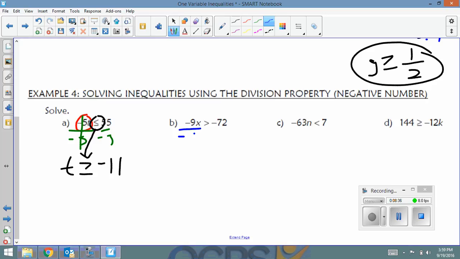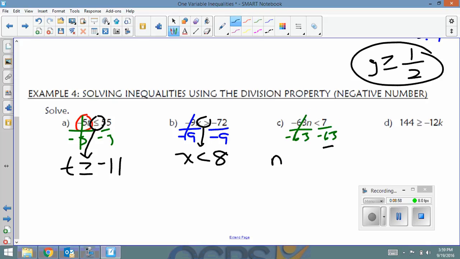So again, let's look at this one here. We're dividing by negative 9. So we're going to get x. We're going to get 8. But because that 9 was negative in front of that x, this sign flips the other way. So let's do it again. This one's going to be negative 63. So our n comes down. We're going to have 7 over negative 63. But because that 63 was negative, it's going to go the other way.